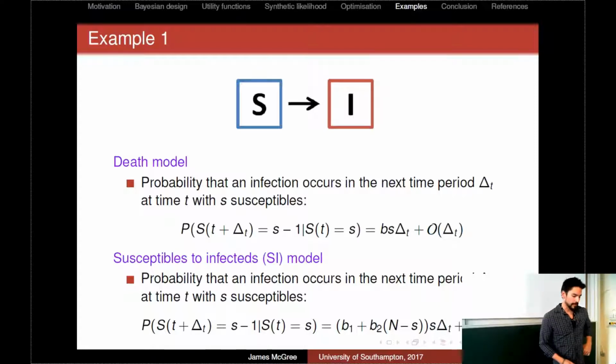The reason why we chose this as our illustrative example is that with the depth model, we can evaluate the likelihood. That's straightforward. And with a bit of effort, if we follow the work of Cook, Gibson, and Gilligan in 2008, we can do the same for the SI model as well. So what we'll do is evaluate some utilities under the truth and compare our synthetic likelihood approach to those utilities.